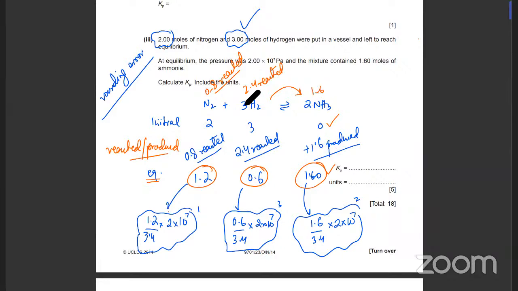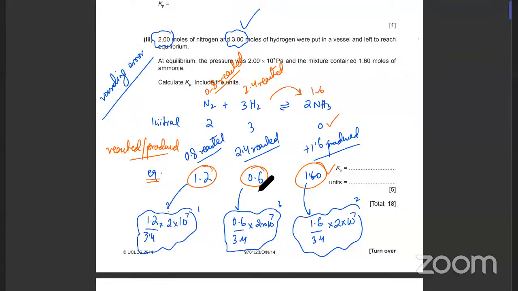So 2.4 must have reacted, right? Yeah. And according to the ratio, N2 to NH3 is 1:2. So if you want to produce 1.6, 0.8 must have reacted, right? Yeah. So that means out of the 3 moles that you had initially put in the container, 2.4 are gone because they've reacted and produced 1.6. So out of the 3 moles, how much is left? That's 0.6. Is that clear?